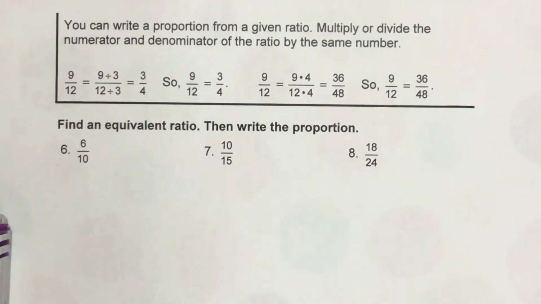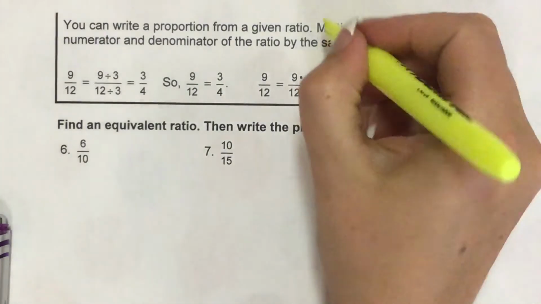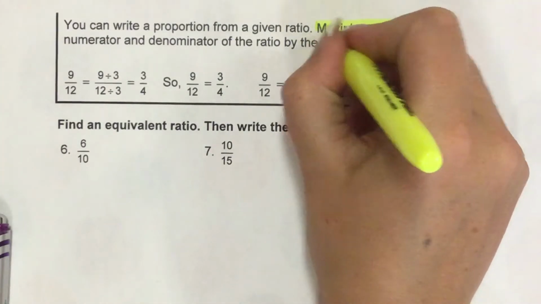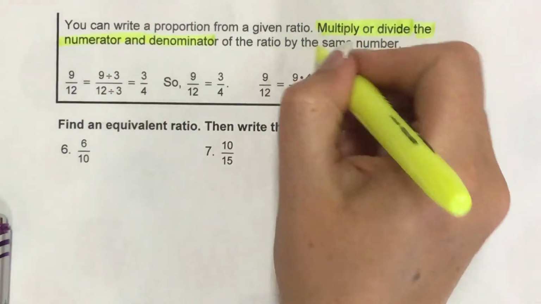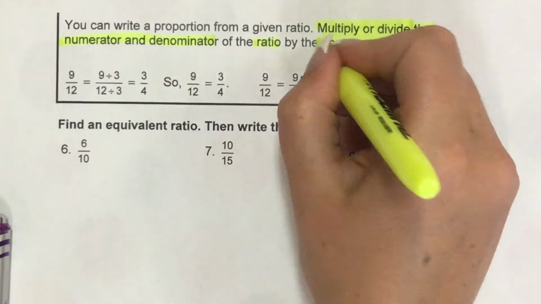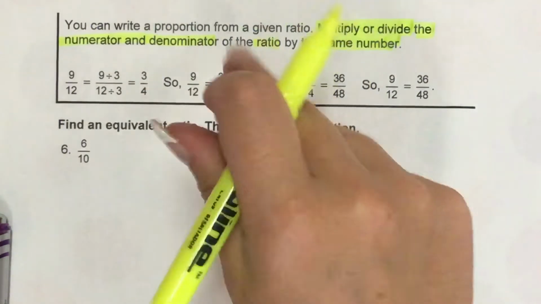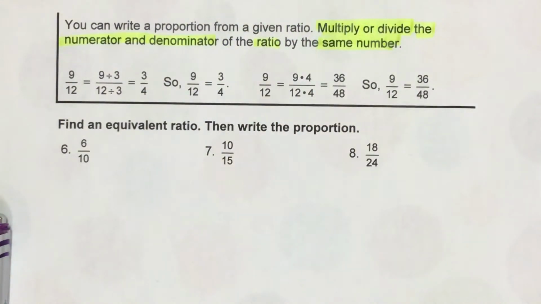What this states is that you can write a proportion from a given ratio. All you need to do is multiply or divide the numerator and the denominator of the ratio by the same number. Okay, so we can write a proportion from a given ratio. All we need to do is multiply or divide the numerator and the denominator of the ratio by the same number.